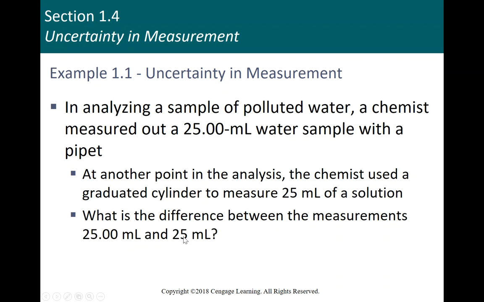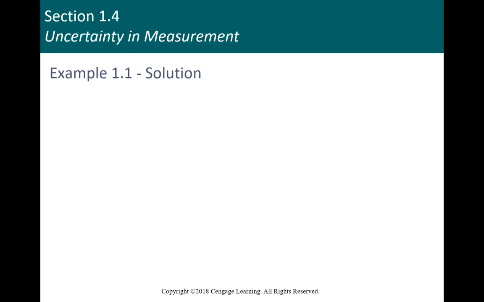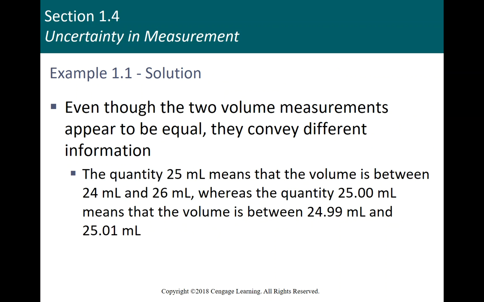With this one, if this is written according to our rules, we know this is our certain digit, and the last digit reported is uncertain. So this one could be anywhere from 25.01 to 24.99. This one could be anywhere from 24 to 26. So very big difference in the type of measuring devices that we use.